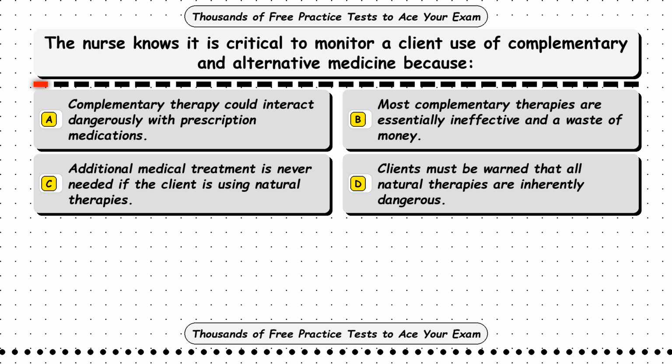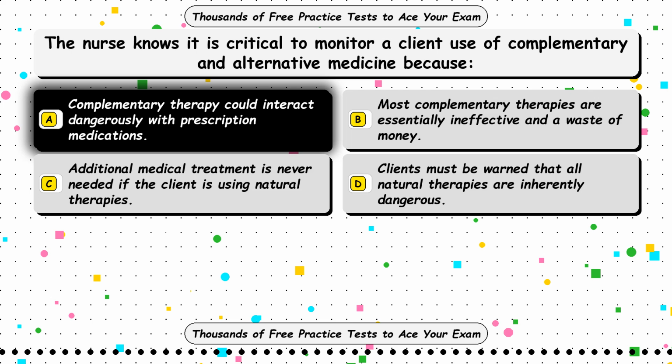Question 3. The nurse knows it is critical to monitor a client's use of complementary and alternative medicine because Option A. Complementary therapy could interact dangerously with prescription medications. Option B. Most complementary therapies are essentially ineffective and a waste of money. Option C. Additional medical treatment is never needed if the client is using natural therapies. Option D. Clients must be warned that all natural therapies are inherently dangerous.